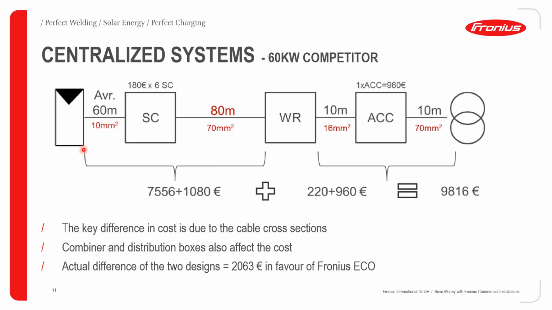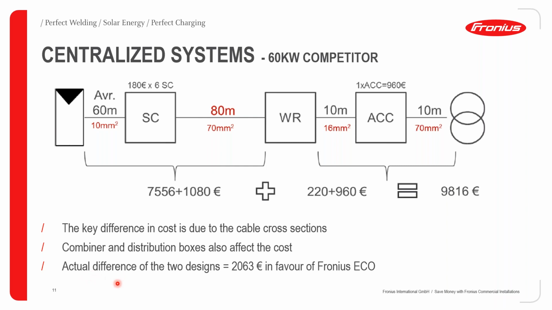As a result, if we do the combinations here of the combiner boxes plus the DC cabling, as well as the AC combiner box and the AC cabling, we are coming to a figure of about 9,816 euros for a centralized system using a 60 kilowatt competitor inverter. And the key difference in cost here is being driven by the cable cross sections used, as I have highlighted. Of course, also the combiner and the distribution boxes are affecting the total balance of system costs.